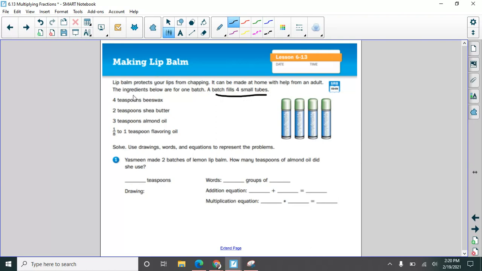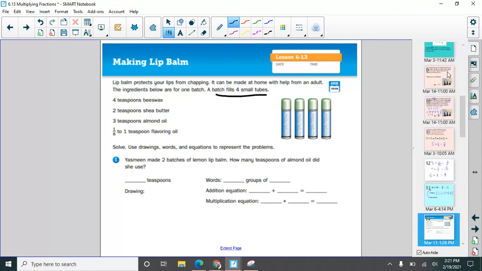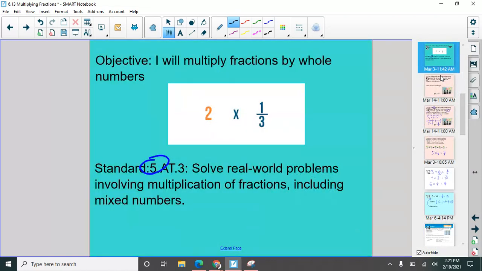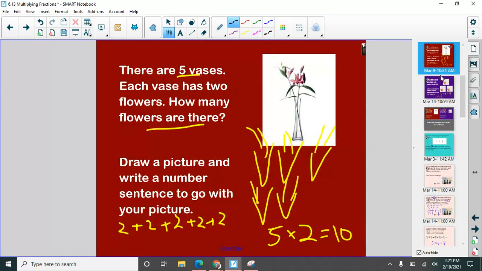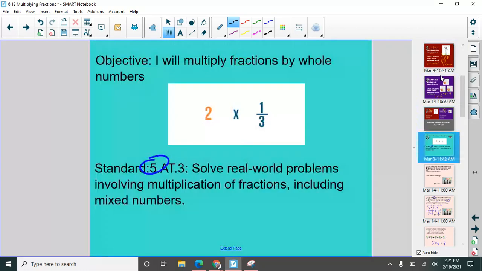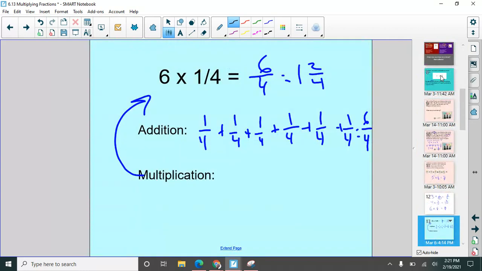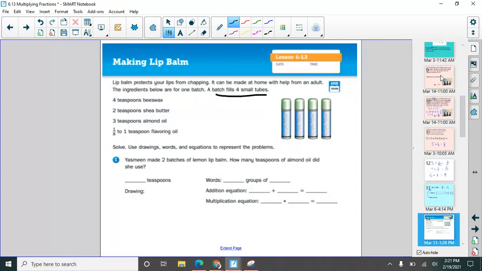Here's the ingredients we need. This one, this one, this one, this one. And now we're going to be asked some questions. You're going to be asked to write it in words. So how many groups of what? Like when we did this one, this was 3 groups of 1/4. This was 5 groups of 2. So you're going to write that first. You're going to do that right here.